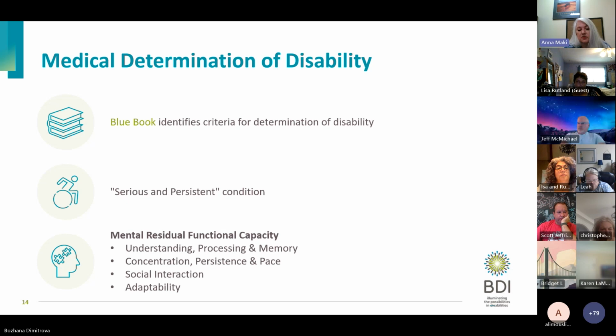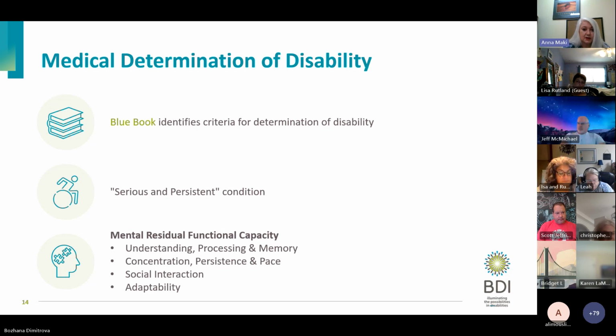So these are the 4 elements that you bear the burden of proof to demonstrate the impact. It's understanding, processing, and memory, which is going to be tied to cognitive function. So you can say, look, we've got a full scale IQ of 76. This is a borderline IQ. I get that it's not an intellectual disability per se, but it's a borderline IQ. This impacts understanding, processing, and memory.